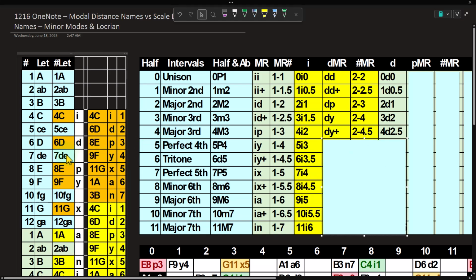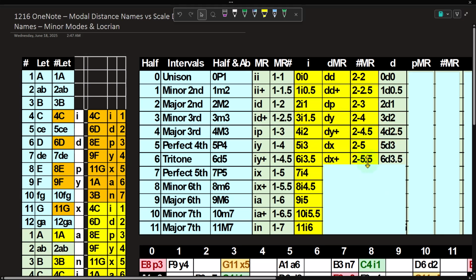But if we go up 4 from the Dorian, 1, 2, 3, 4, we land in the ocean. If we're on the Dorian here and we go up 2.5, 2.5 lands me between the y and the x, which you would think would be 3.5 scale degrees. So in any case, let's go to the next one.